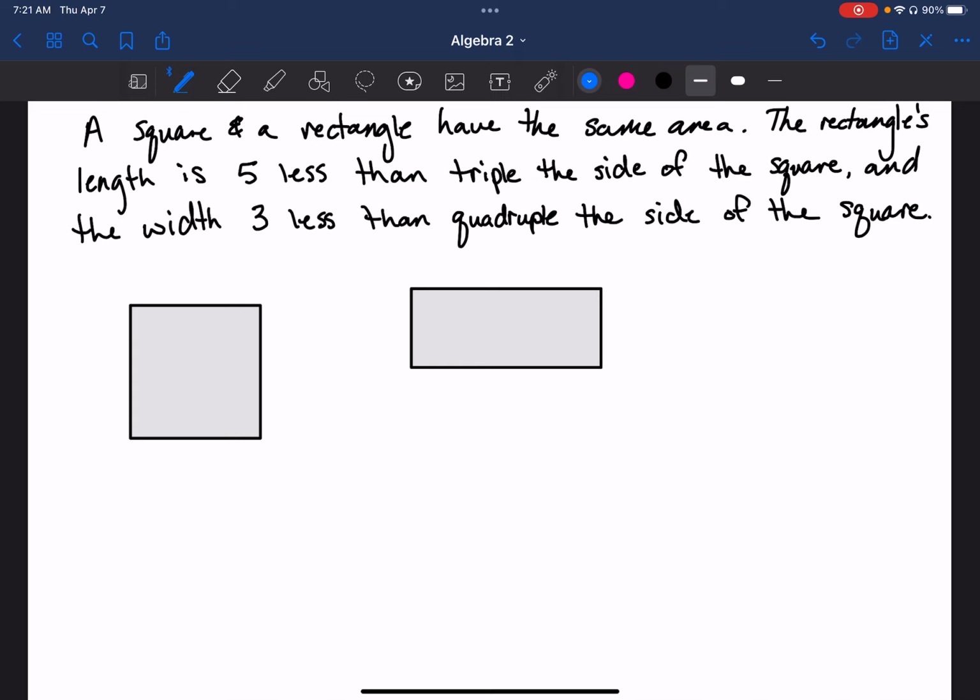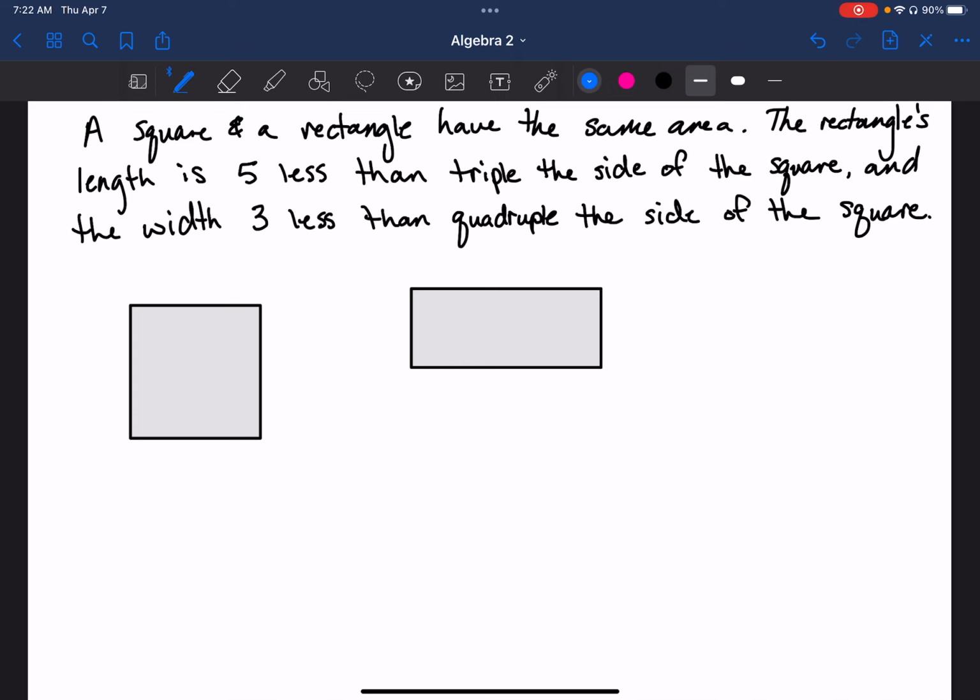A square and a rectangle have the same area. The rectangle's length is 5 less than triple the side of the square, and the width is 3 less than quadruple the side of the square. Notice how I haven't done anything yet. In fact, my pen is not even in my hand yet. So now I'm going to pick it up, and now I'm going to read it and take in information.